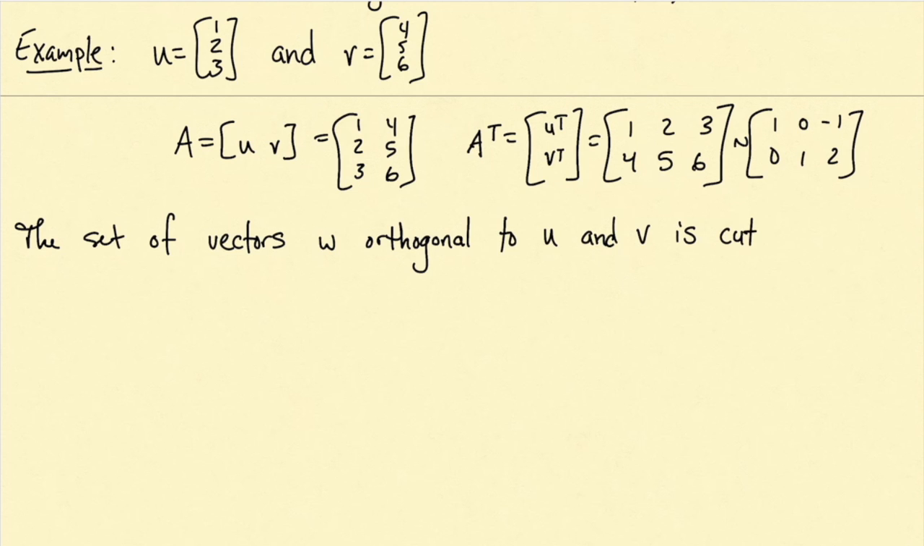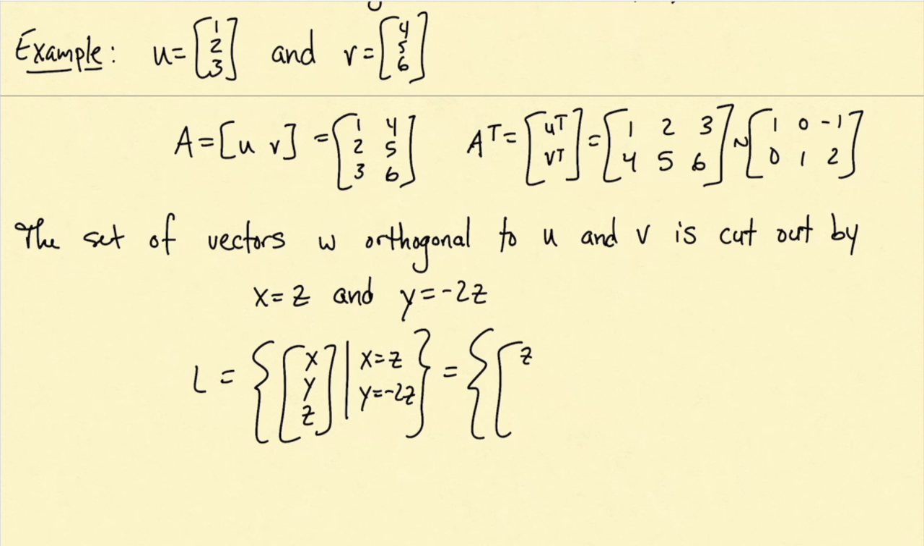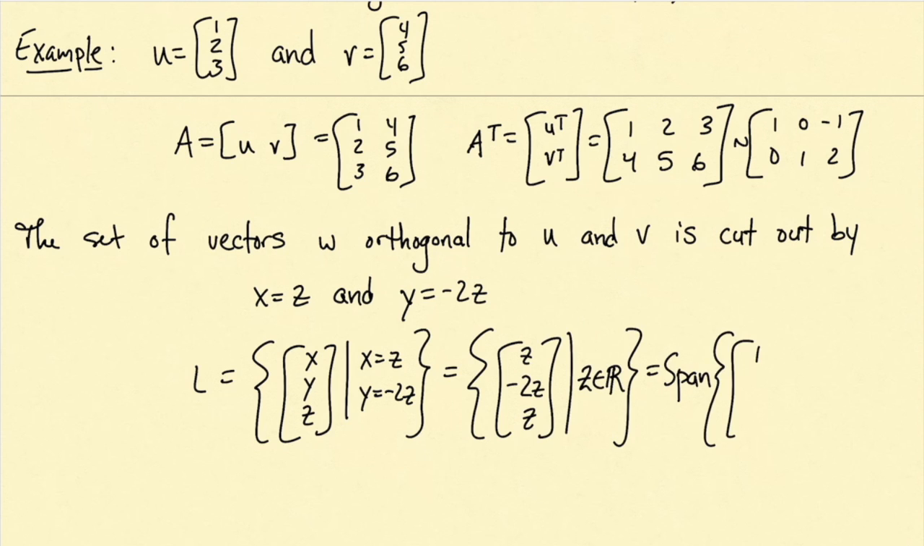And this line is cut out by the equations x equals z and y is equal to minus 2z. So of course we get a line, L, consisting of all vectors x, y, and z, such that the x-coordinate is z, the y-coordinate is negative 2z, which we can express as the span of the vector 1, minus 2, 1.